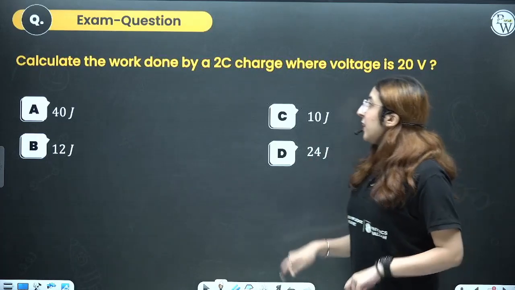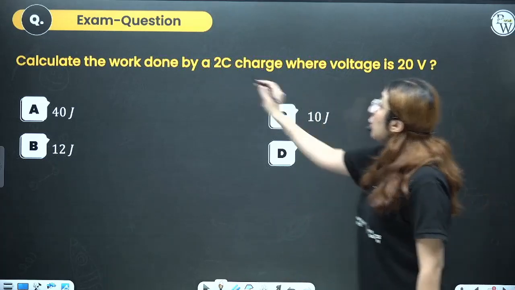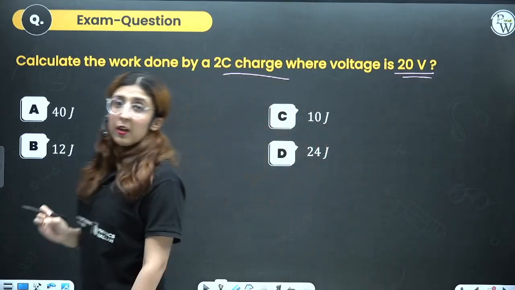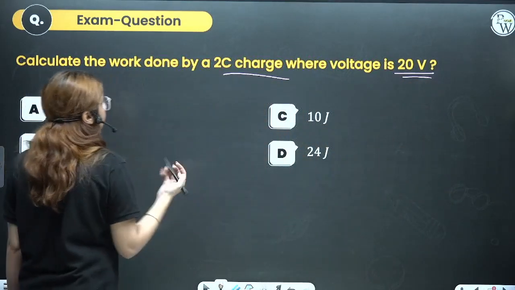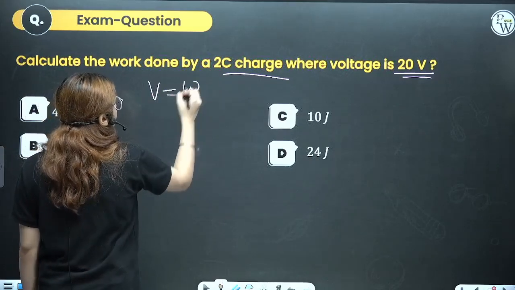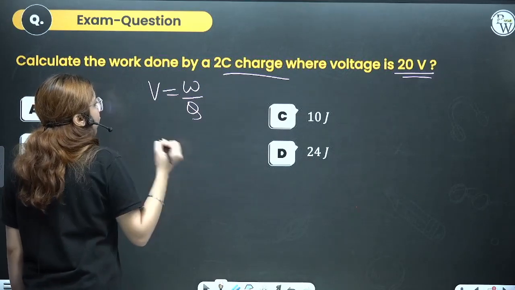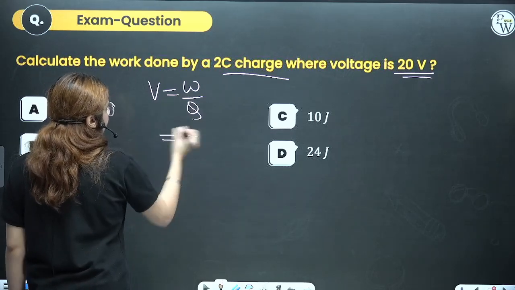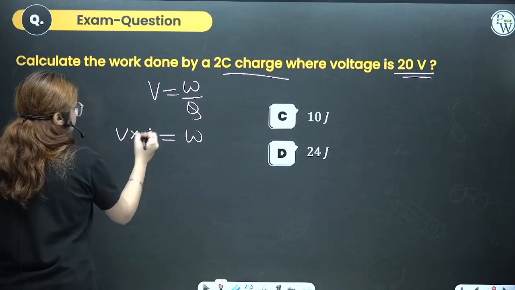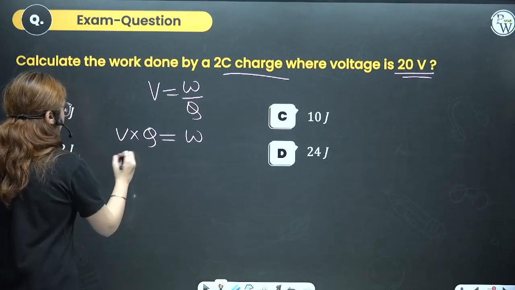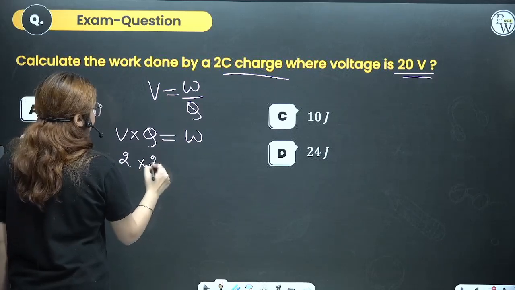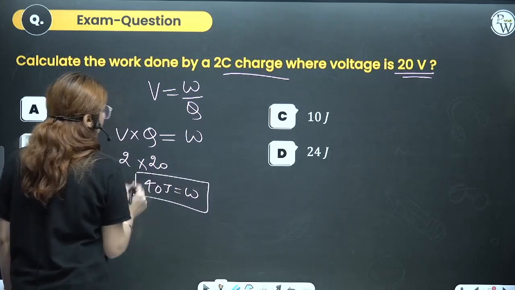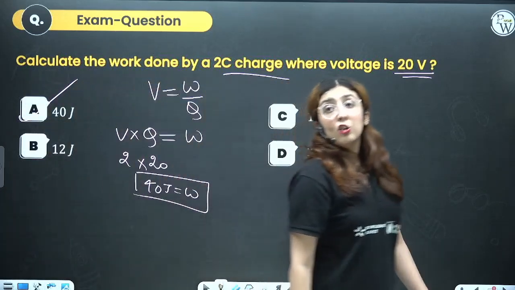Now, there's a question: calculate the work done by a 2 coulomb charge where the voltage is 20 volt. Very simple, very direct question, everyone. When we talk about voltage, potential difference, it is the work done on a particular charge so that it can move from higher potential to lower potential. Now, they are asking for work done. Simple. 2 into 20. Right? 40 joule will be the work done. Your work done is nothing but 40 joule.